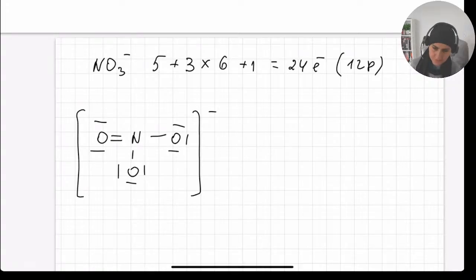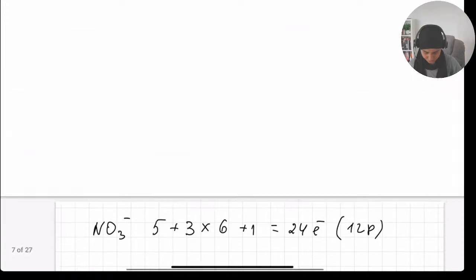That is my correct Lewis structure for NO3 minus, for the nitrate ion. Good, good. Okay. Any questions should be sent to the chat.